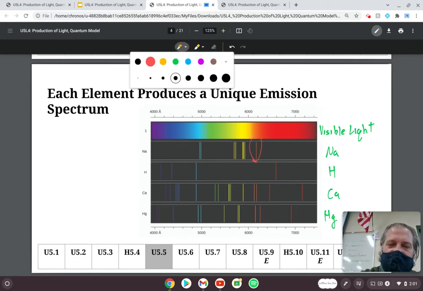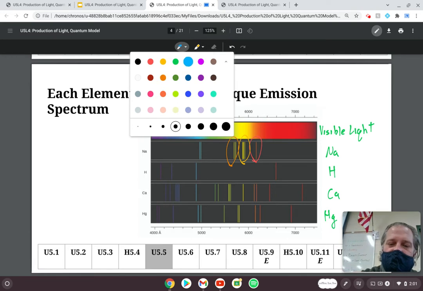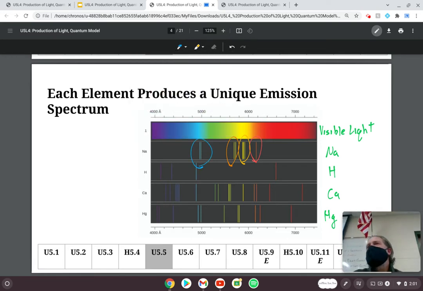It will give off a band that is yellowish here. It will give off a band that is yellowish orange here, and it will give off a band that is sort of bluish here. When it gives off those colors in terms of bands, that's unique to sodium. No other element gives off those very specific bands and those combinations at the same time. Hydrogen gives off 4 other bands. Calcium gives off a lot of other bands. And mercury gives off a very specific amount of bands. These emission spectra are the fingerprint for each element.